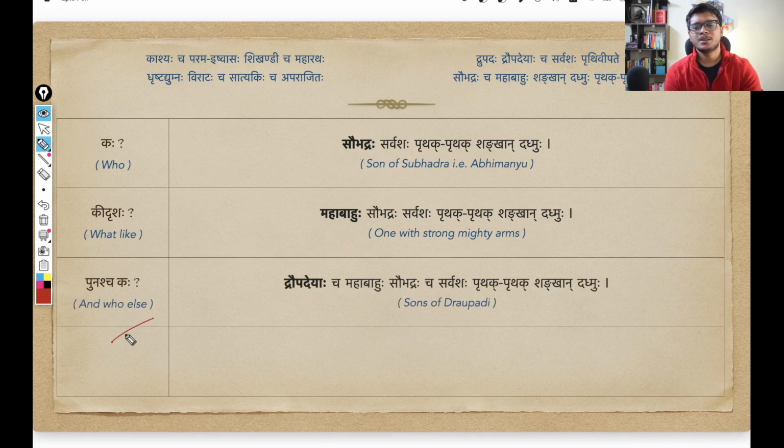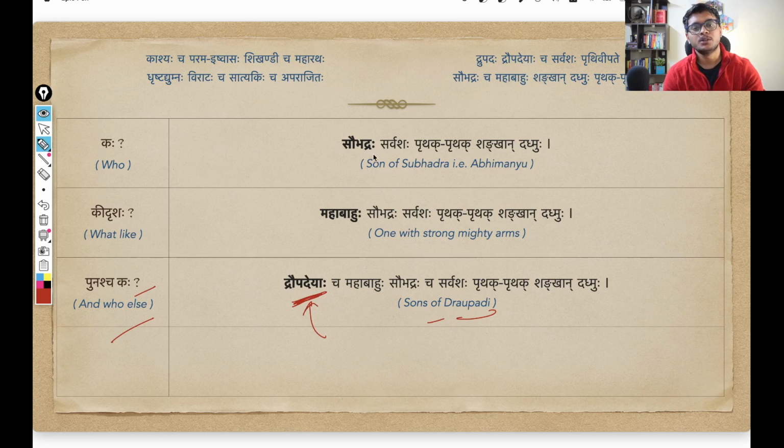And again, same kind of question I will go on repeating again and again, just to cover all the characters. So Punaschikaha, and who else? The second character we get is Draupadeyaha. Again, you can guess, this is also an apatya vachak sangya, derived from some noun. This word Draupadeyaha is derived from Draupadi. So Draupadeyaha are the sons of Draupadi.